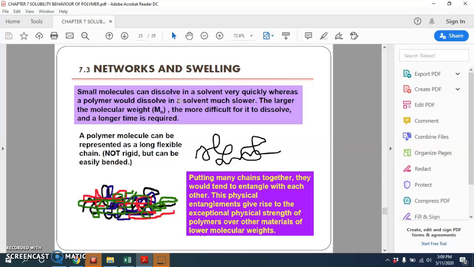Like dissolves like means that they have similar chemical groups or similar polarities. Okay, networks and swelling. Small molecules can dissolve in a solvent very quickly, whereas a polymer would dissolve in a solvent much slower. The larger the molecular weight, the more difficult it is to dissolve and a longer time is required. A polymer molecule can be represented as a long flexible chain, not rigid but easily bent. Putting many chains together, they tend to entangle with each other.